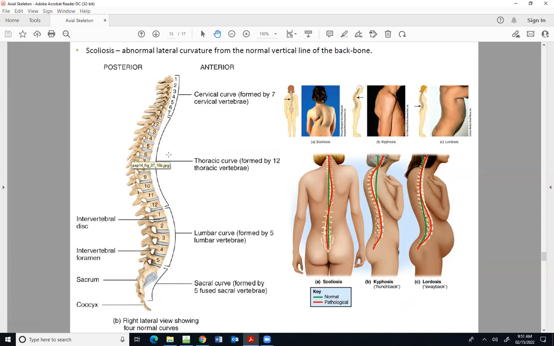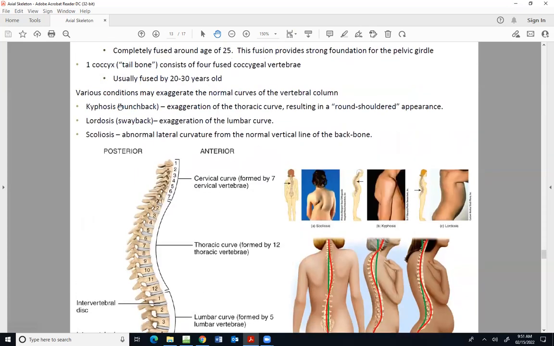I also want you to know about the 6 images on the right. There are 3 conditions illustrated here. We have actual illustrations and then actual clinical pictures showing you exaggerated conditions where the column has been abnormally curved. Kyphosis, which we commonly call hunchback, is an exaggeration of the thoracic curvature. As you can see here in red, the thoracic curvature gives this rounded shoulder appearance, which is why it gets its name as hunchback.